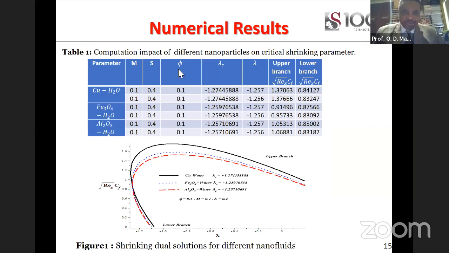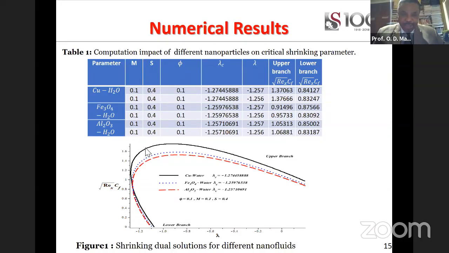You have conventional results, which show here for copper water, for shrinking, when the plate is shrinking, there is a dual solution. There are two solutions where the plate is shrinking. That means you can have two solutions for shrinking, which satisfy the boundary conditions and satisfy the equations. So this is the upper branch of the solution, and the lower branch of the solution.